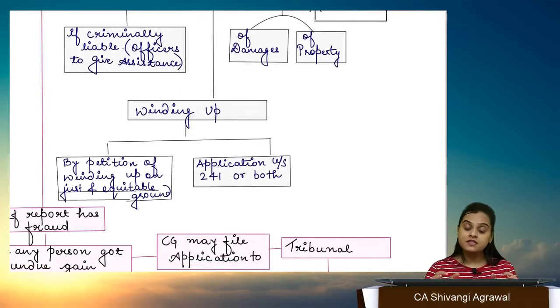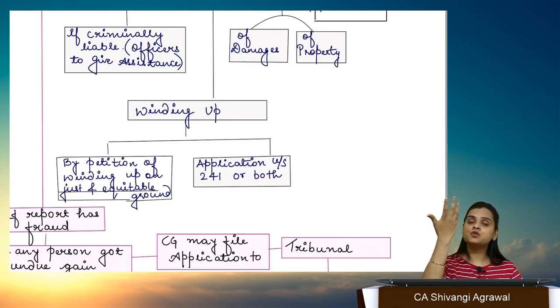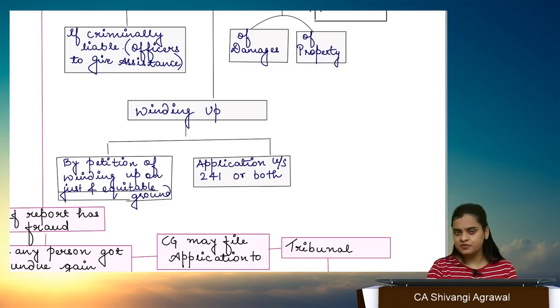Central government, after receiving the report, finds out that it's important that the company must be closed. So we must sell off the assets and pay off the liability. So a winding up petition may be filed by CG. It may also so happen that central government finds a case of oppression or mismanagement, and hence CG files an application to NCLT for obtaining relief from oppression and mismanagement, or both applications may also be filed. So first, CG initiates prosecution against the defaulters. Second, it makes an application for winding up or relief from oppression, or both. Third, it files a suit for recovery of property or damages.